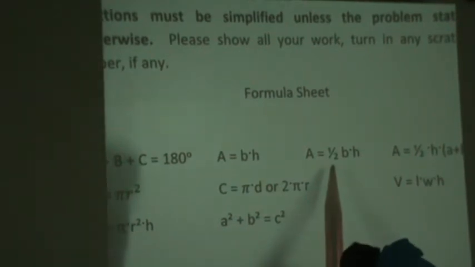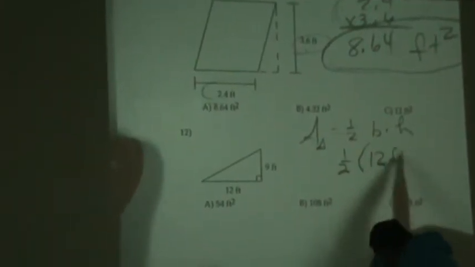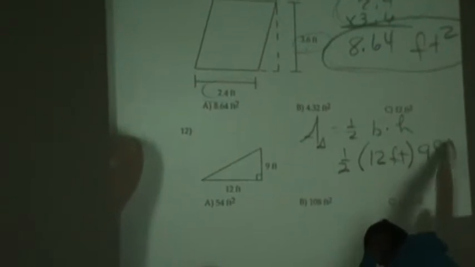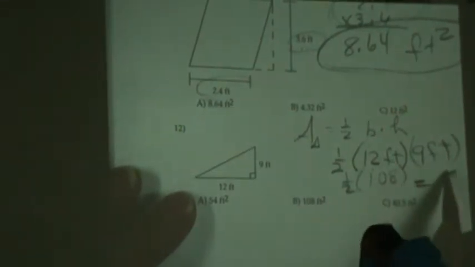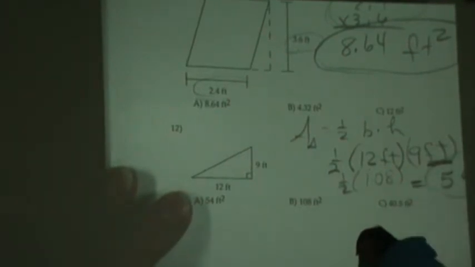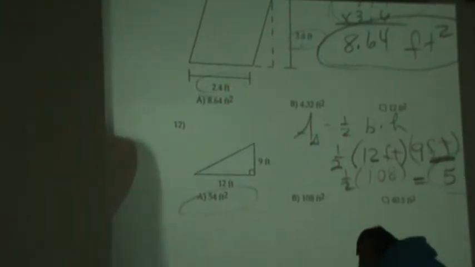Okay, number 12, triangle. That will be this one. 1/2 base times height. Area of a triangle, 1/2 base times height. So we have 1/2, the base is 12 feet, height is 9 feet. Okay, 12 times 9 is 108, so you're going to have 1/2 of 108, 54 square feet, area squared. Area is always squared.